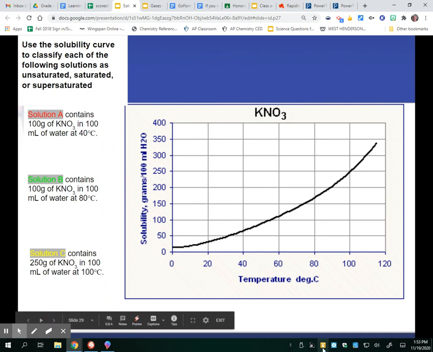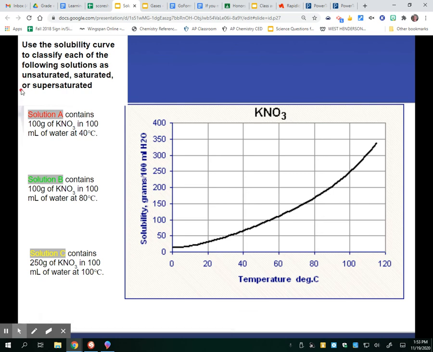Okay, so now let's look at this in terms of the graph. I have 3 solutions, and we want to classify them as unsaturated, saturated, or supersaturated. All right. So solution A contains 100 grams of potassium nitrate in 100 milliliters of water at 40 degrees C. So we need to see what its solubility is at this temperature.